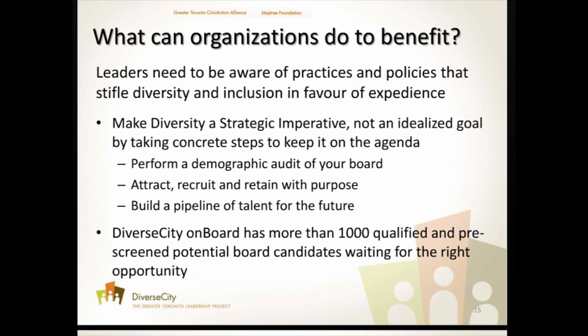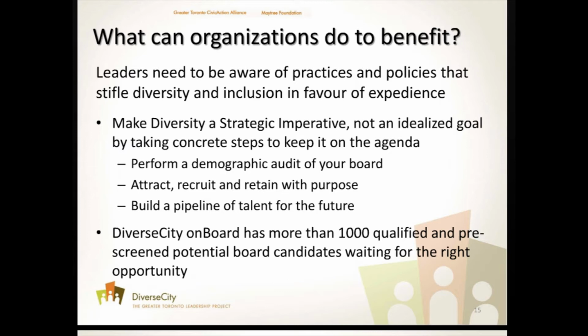So what can organizations do to benefit from diversity? Well, one of the obvious conclusions from the report that was recorded over and over is that leaders need to be aware of past practices, historical legacies, and policies that stifle diversity and inclusion in favor of expedience. I'm delighted to see people picking up the gauntlet and starting to talk about diversity with the same heft that we talk about financial considerations.